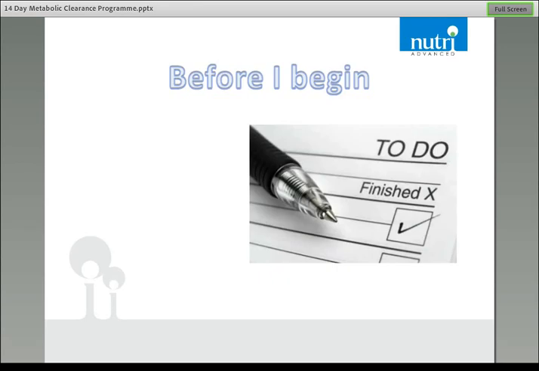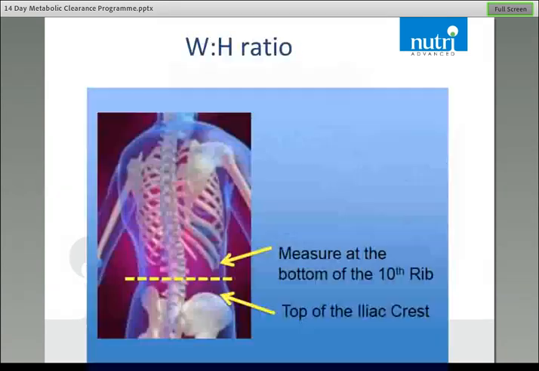Now, before you begin your program, I'm sure your practitioner has sent out to you a metabolic clearing pack. This is full of the questionnaires that you need for the weeks ahead. First thing that we want you to do, if you haven't already done this with your practitioner in clinic, is to take your waist to hip ratio. In order to make sure that the ratio is the same at the beginning and end of your program, we want to make sure that the landmarks we use to take those measurements are exactly the same.